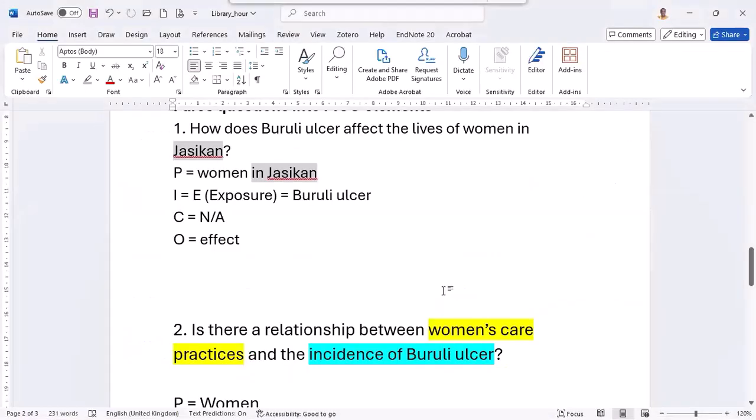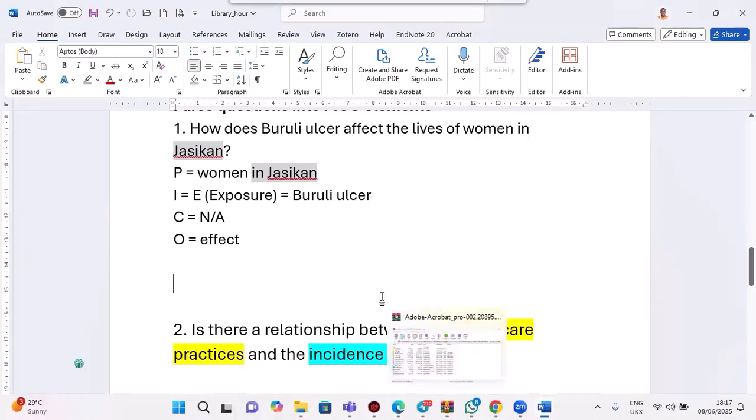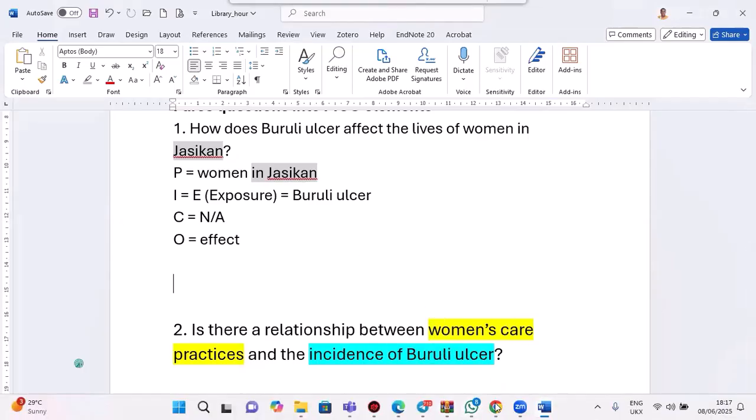It is what? Buruli ulcer. Have you seen it? Buruli ulcer. So let's go and enter it. Please, someone should tell me, how do we enter Buruli ulcer?